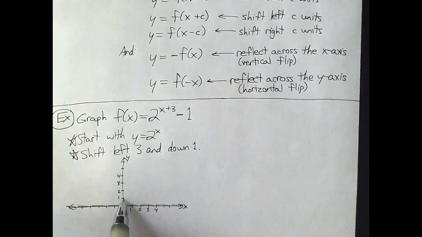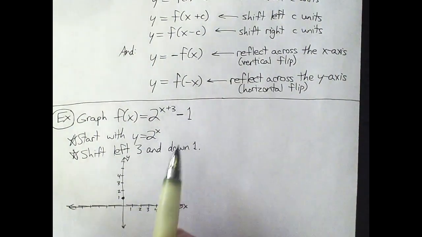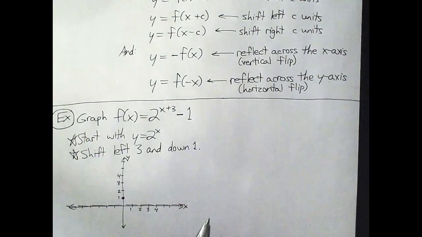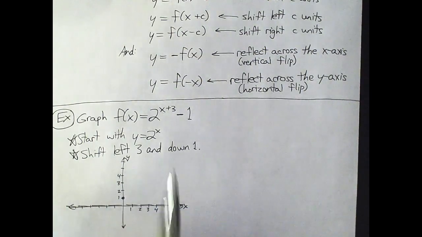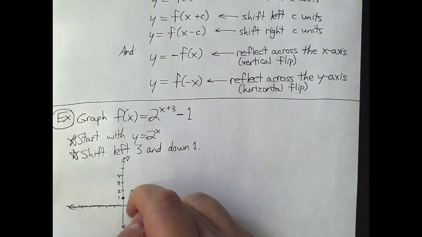And we know where the y-intercept is. But now we have a specific value of a. We have 2 to the x. So we could draw this more specifically than what we had before. We could actually have specific points. For example, when you put in x equals 1, you're going to have 2 to the 1. That's 2.